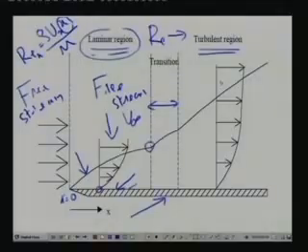So, this is, in short, the physics behind laminar and turbulent flows. And as I said, the value of Reynolds number decides whether the flow is laminar or turbulent. For internal flows, I mentioned that if the Reynolds number is less than 2300, you have laminar flow, and if it is greater than 2300, you may consider that as turbulent flow. This is only a guideline.